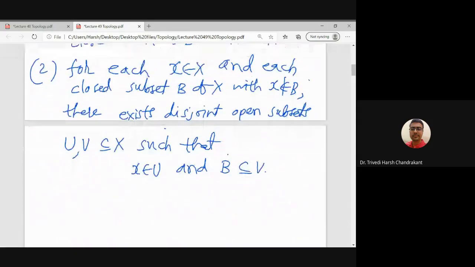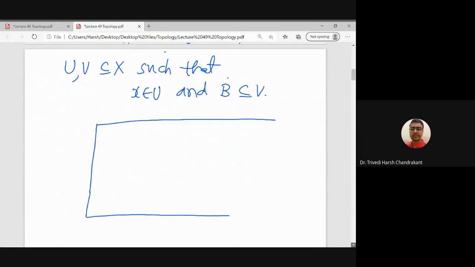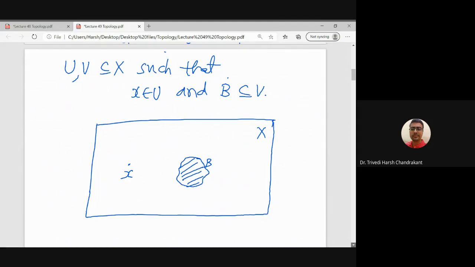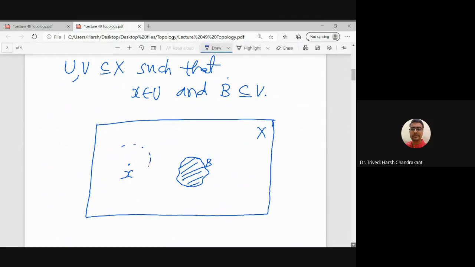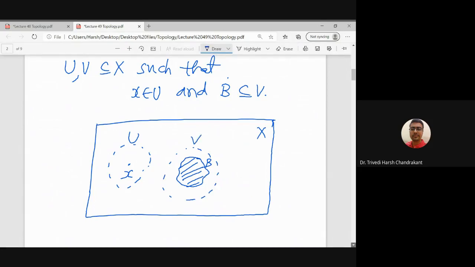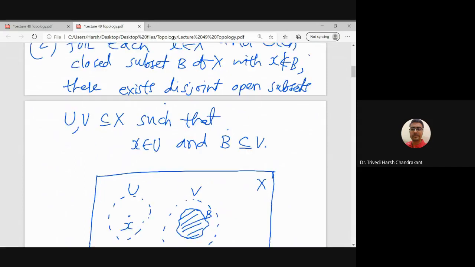Alright, so let us see by the diagram what this means. Whenever we have any element x in this topological space X and we have a closed set B which does not contain x, then we can always find two open sets U and V so that U contains x, V contains B, and the intersection of U and V is the null set. So they are disjoint sets basically.